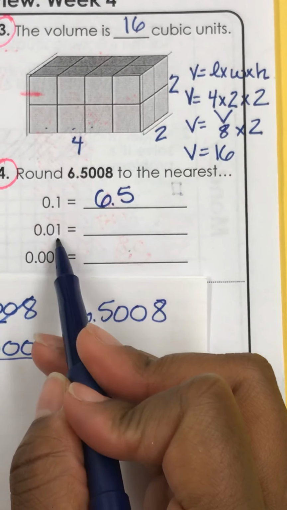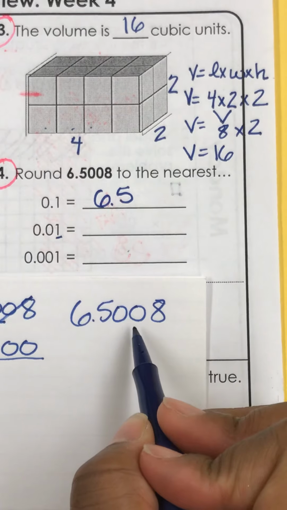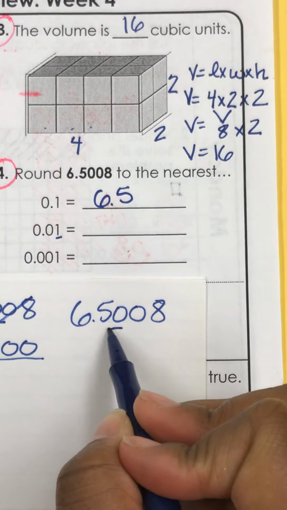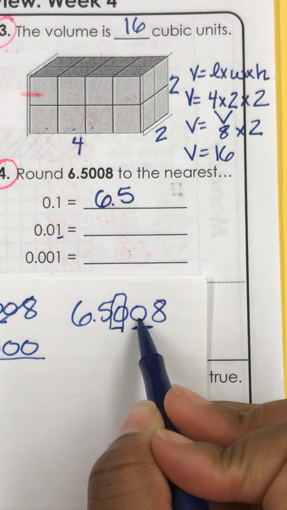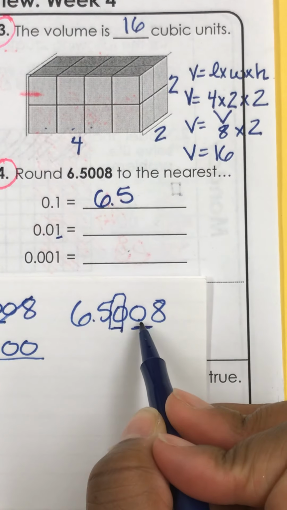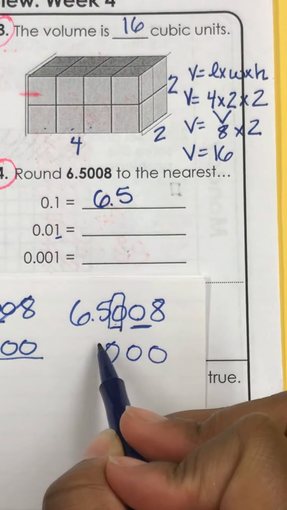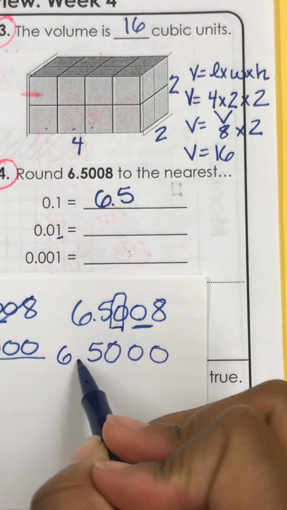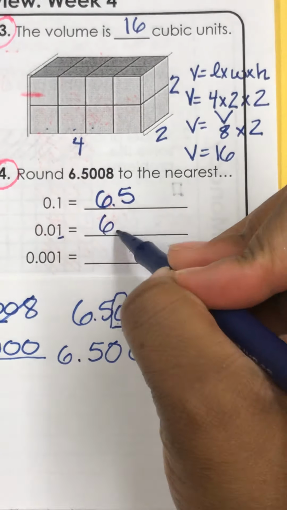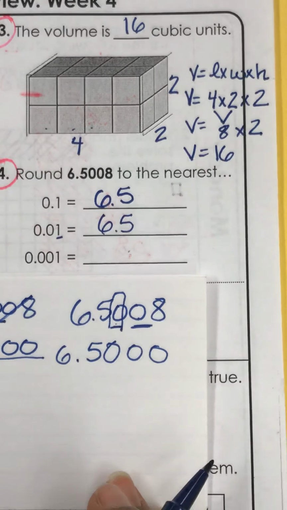Rounding to the nearest hundredth. So I'm going to find the place. Move next door. If this is 5 or greater, add 1 more, which it is not. So the place stays the same. Everything behind it becomes a 0. Everything in front stays the same. So we're looking at 6 5/10 again.